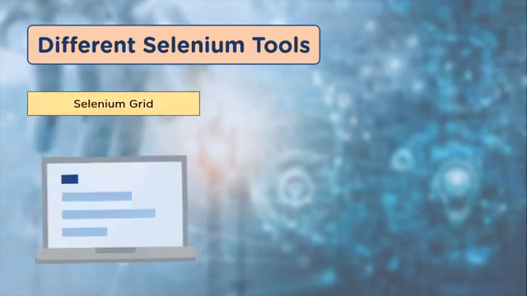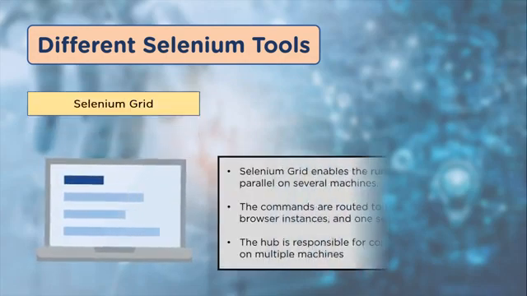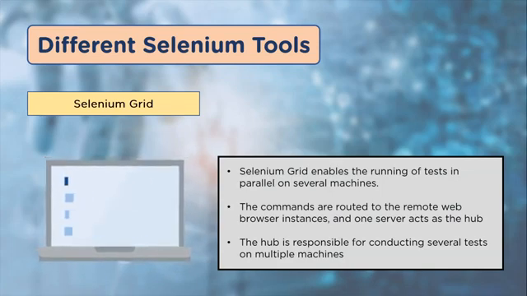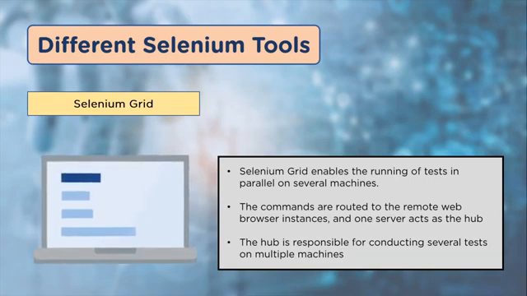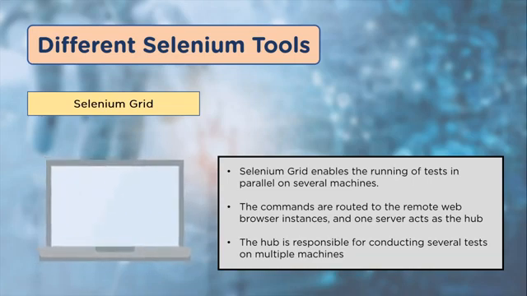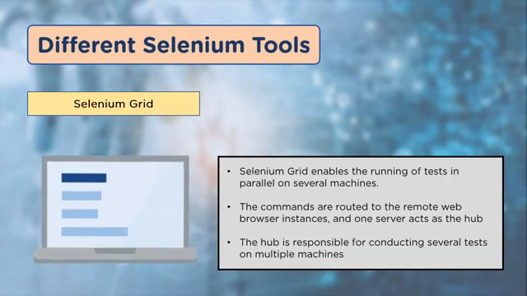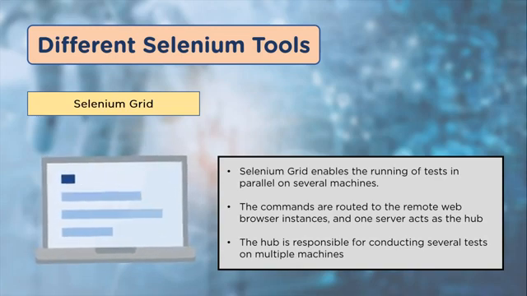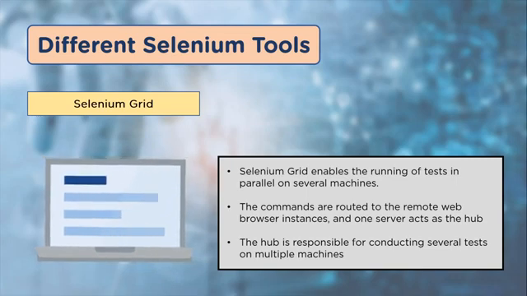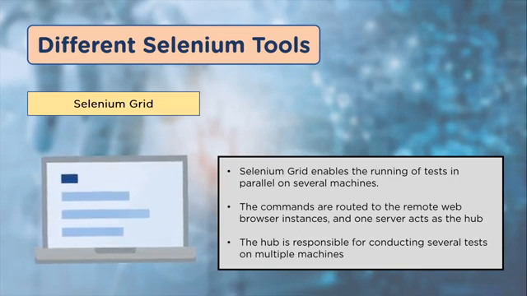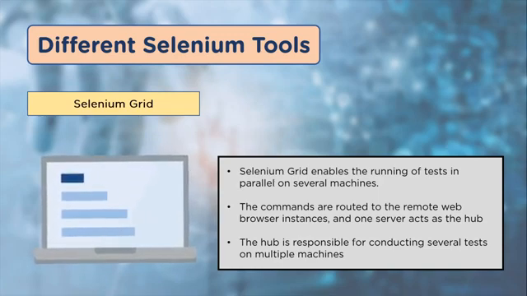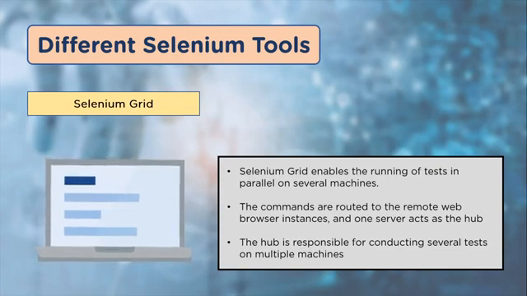The second tool we shall see is the Selenium Grid. Selenium Grid is a smart proxy server that enables the running of tests in parallel on several machines. This is made possible when the commands are routed to the remote web browser instances and one server acts as the hub. The hub here is responsible for conducting several tests on multiple machines. Selenium Grid makes cross-browser testing easy, as a single test can be carried on multiple machines and browsers altogether, making it easy to analyze and compare the results.